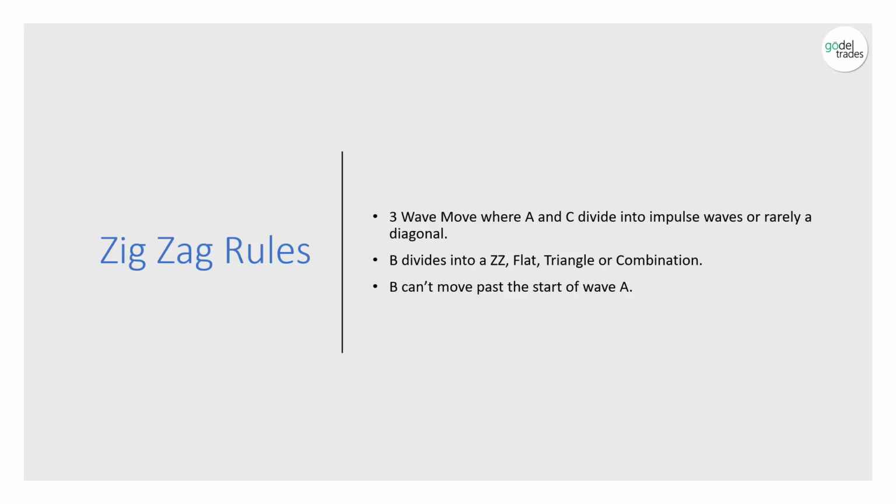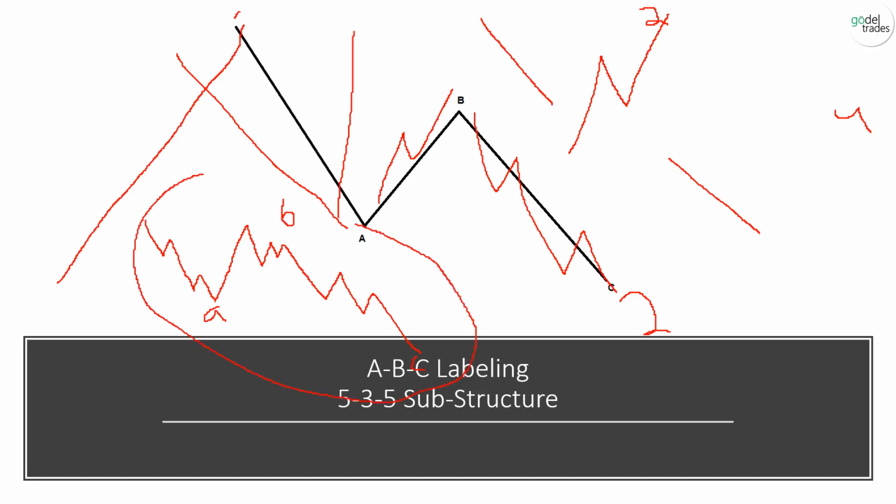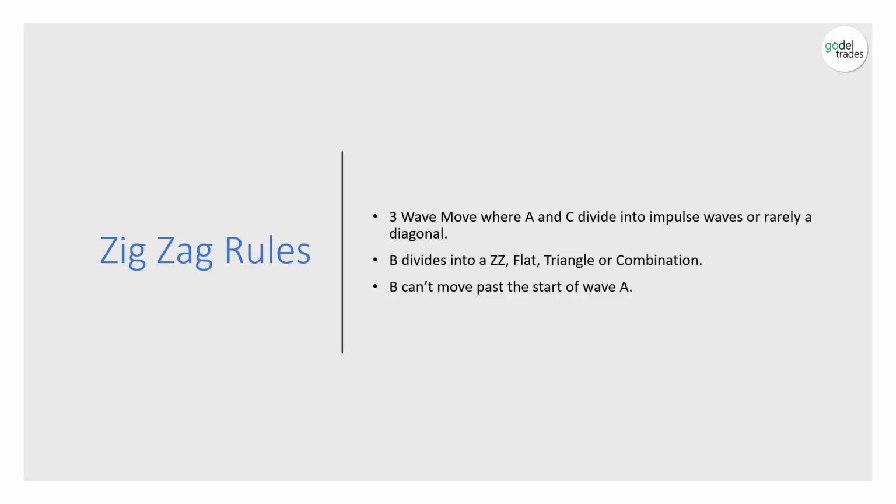Your B wave divides into a zigzag, a flat, a triangle, or a combination. Okay, so you could have a nice little 5-wave move. Then you could go into this A, B, C, D, E triangle. Then you get a 5-wave decline. And that would be down in A, triangle in B, down in C. And this is one of the counts that we have for the S&P presently. So we'll take a look at that in just a minute.